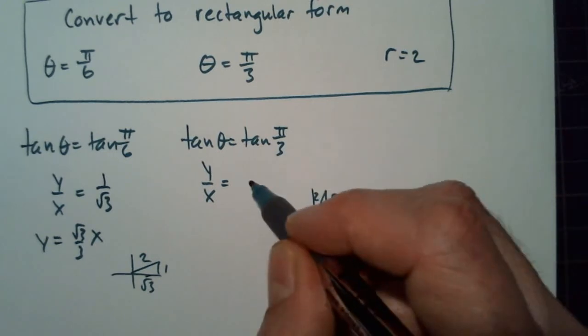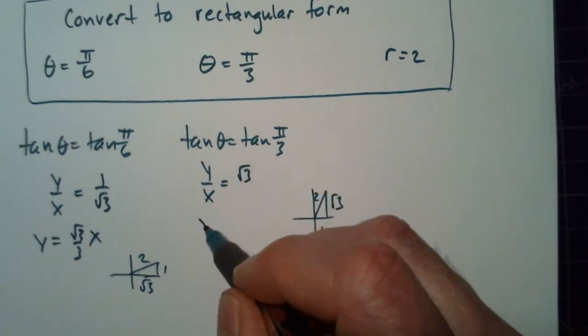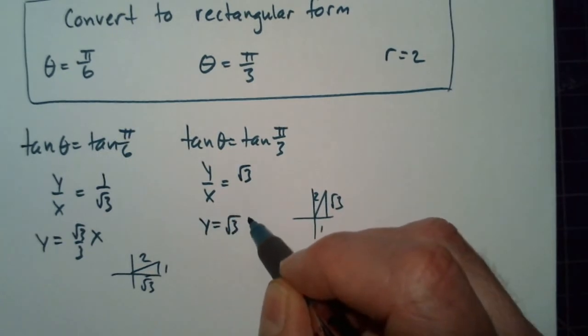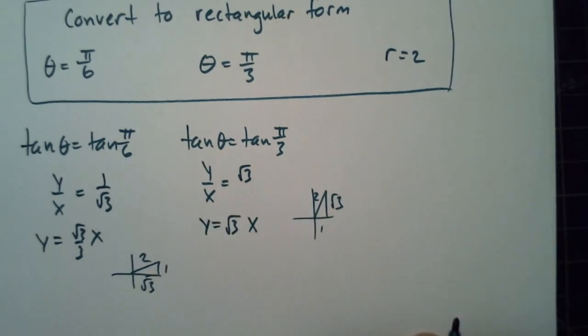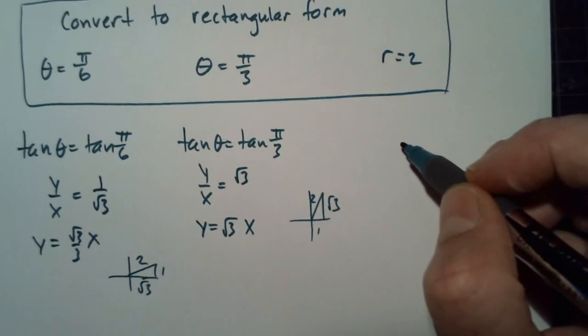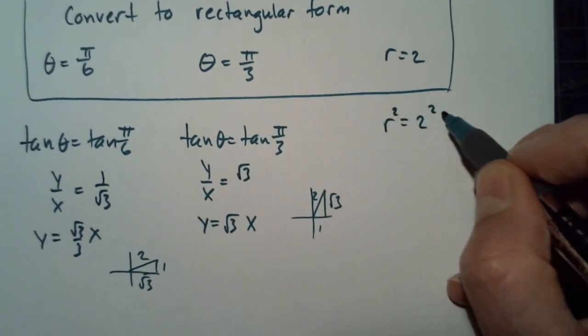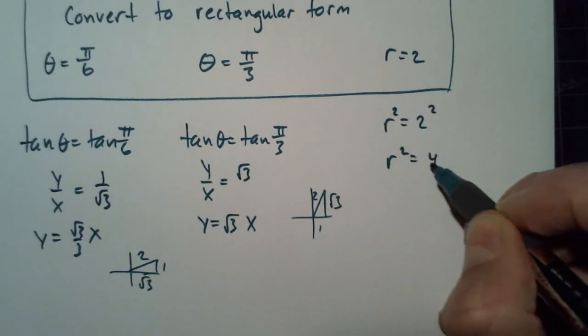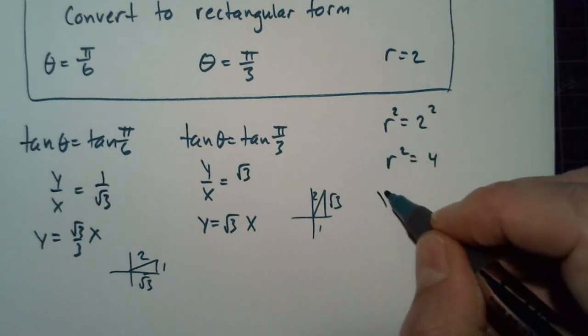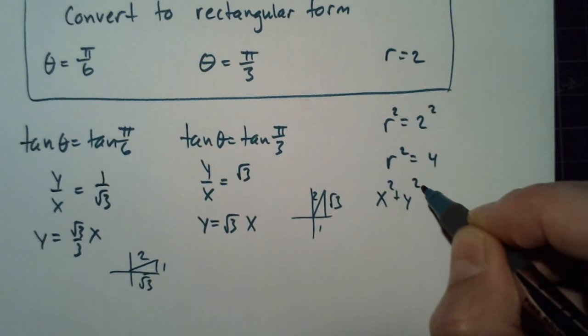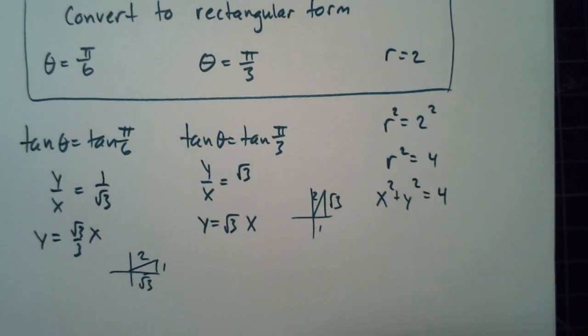So tangent is radical 3 over 1, and y equals radical 3 times x. If we square both sides, then we have r squared is equal to x squared plus y squared. And now we have the equation of a circle.